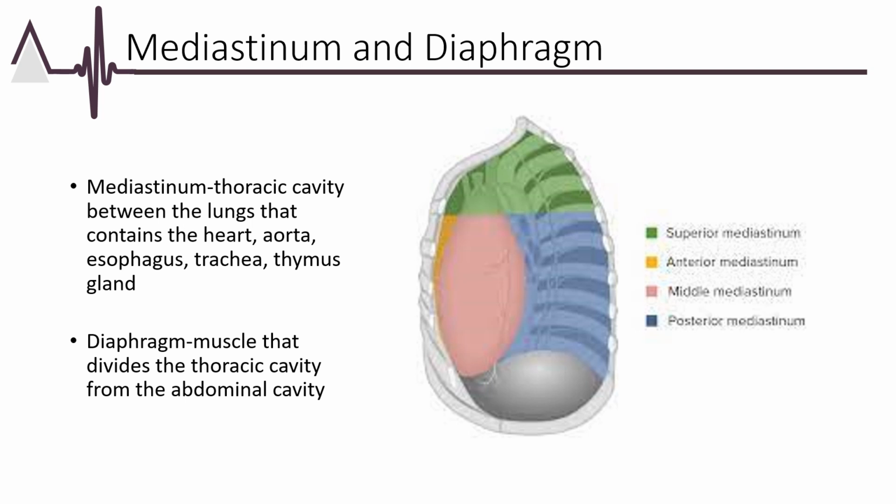It contains several important structures, including the heart, great vessels such as the aorta, trachea, esophagus, thymus gland, lymph nodes, and nerves. The mediastinum plays an important role in protecting and supporting these structures, as well as facilitating communication and transport between them. The diaphragm is a large, dome-shaped muscle that separates the chest cavity from the abdominal cavity.